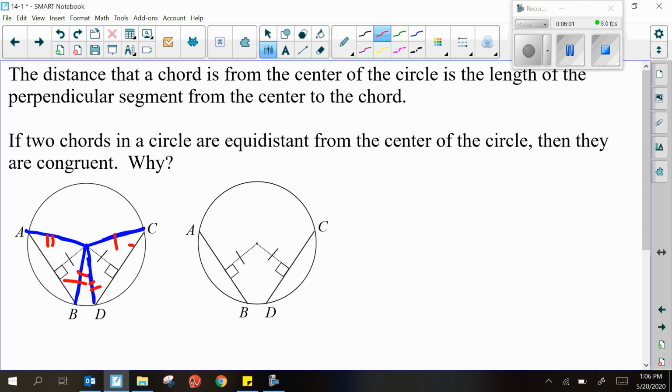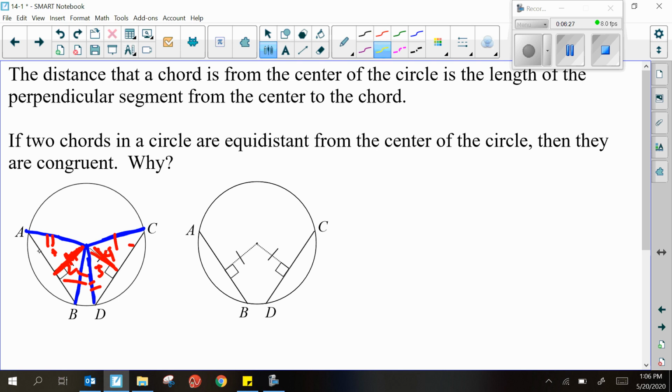So all four of these triangles, 1, 2, 3, 4, are congruent by hypotenuse leg. The radii are the hypotenuse, and then the leg is going to be this right here that I'm marking in red. I'm going to draw it like that. And then they each have a right angle. So all four of those triangles are congruent.